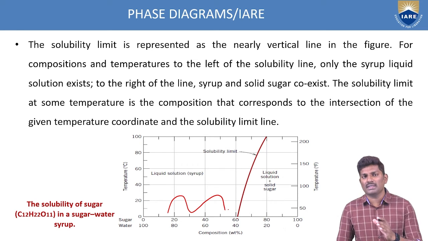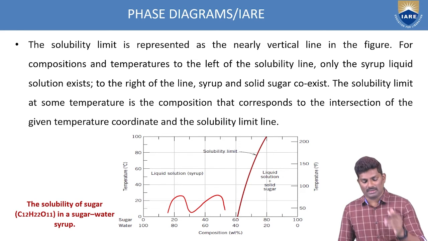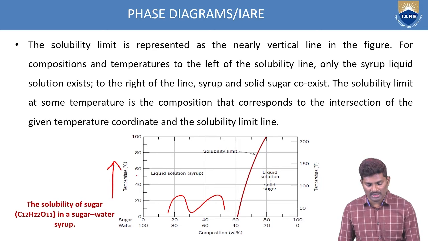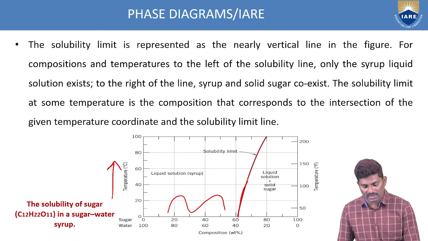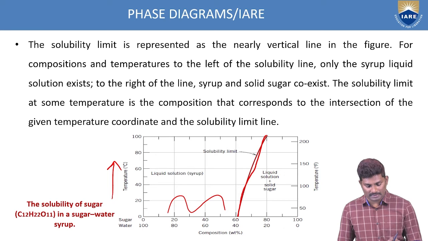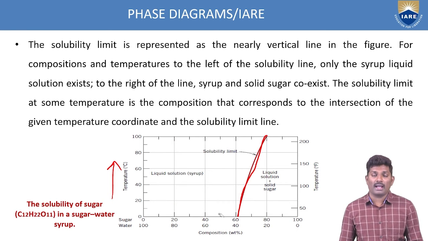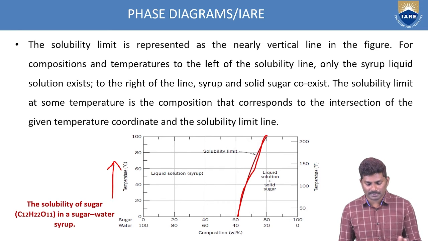It should be a vertical line. Why a vertical line? Since it is rising with the temperature, this also should be drawn as a vertical line with the temperature. So this is how you have to represent it. And for the compositions and temperatures to the left of the solubility line, only the liquid syrup exists.